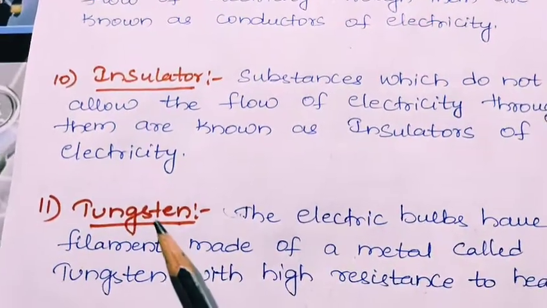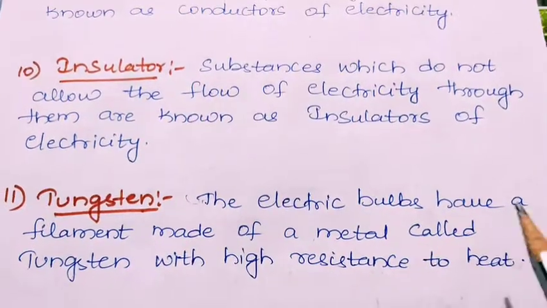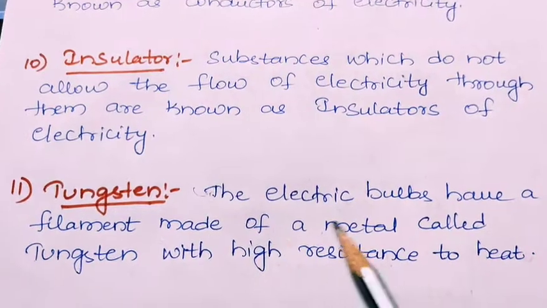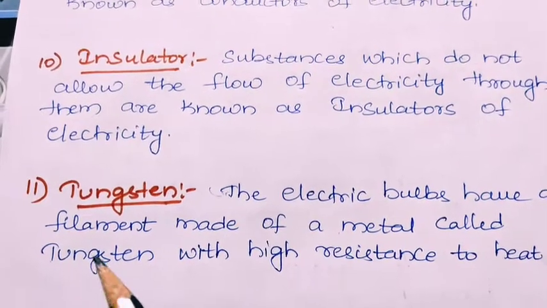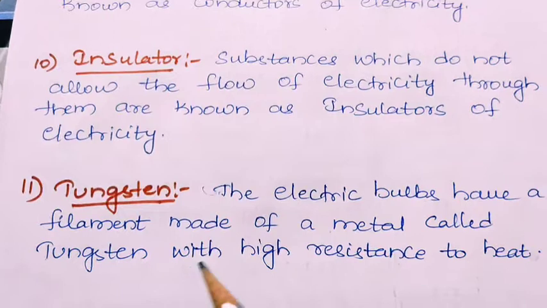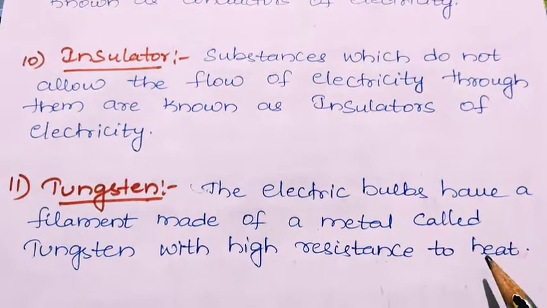Next, tungsten. The electric bulbs have a filament made up of a metal called tungsten. This tungsten has high resistance to heat.